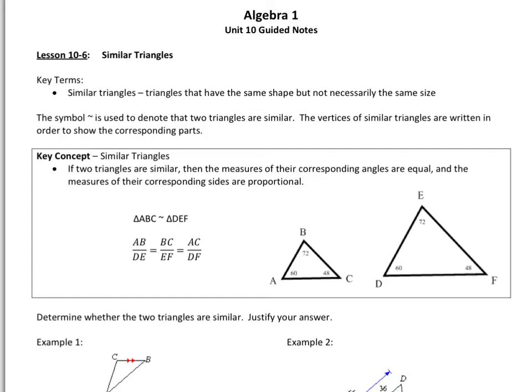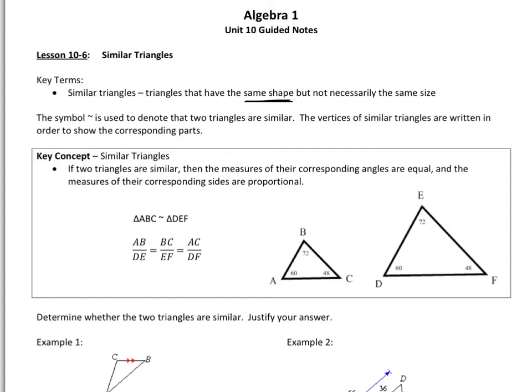By definition, similar triangles are triangles that have the same shape, but not necessarily the same size. If they were the same shape and size, they would be called congruent. But with similar triangles, they are not the same size, so we're going to rely a lot on proportion.